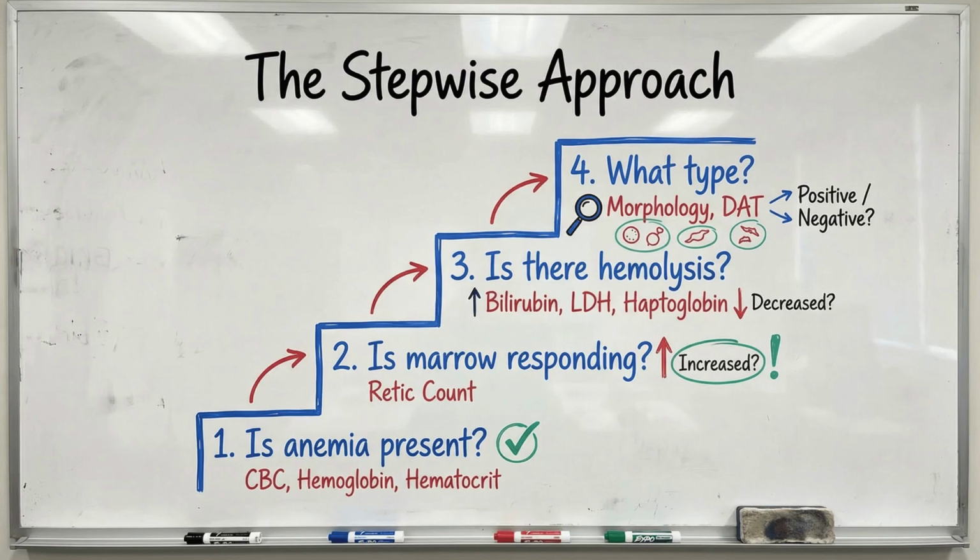Third, if the marrow is responding, look for the chemical evidence of hemolysis: elevated bilirubin and LDH, and decreased haptoglobin. Finally, use the morphology from the peripheral smear and specific tests like the DAT to pinpoint the exact type and cause of hemolysis. This stepwise thinking ensures you don't miss critical information. And as you go through these steps, always keep one fundamental question in mind.